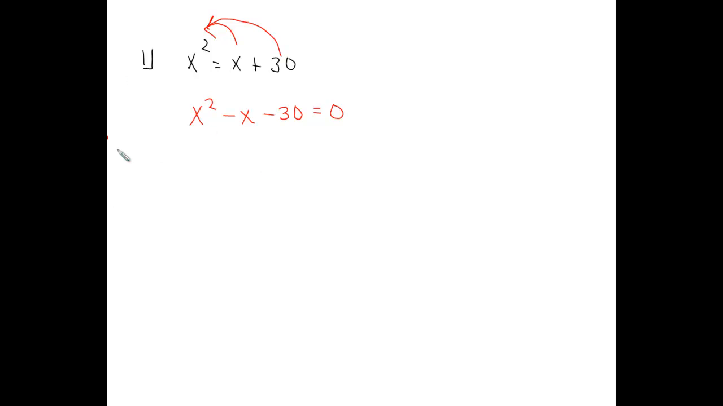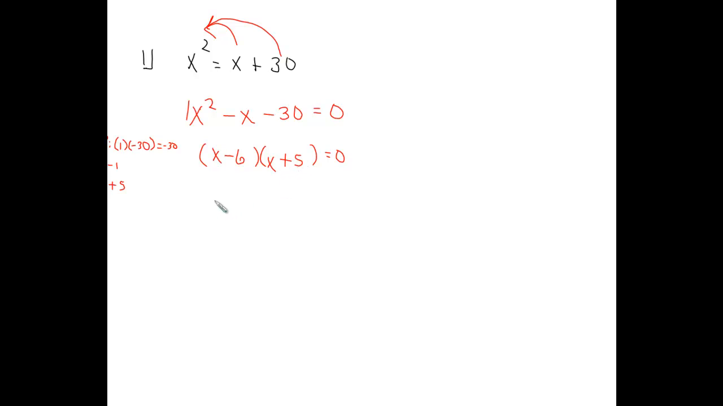The target product is 1 times negative 30, which is negative 30. The target sum is negative 1. So this is going to be negative 6 plus 5. Now it's a good thing to note at this point that if the coefficient in front of x squared is 1, then I can just set them inside their factors without grouping. So this would be x minus 6, x plus 5.